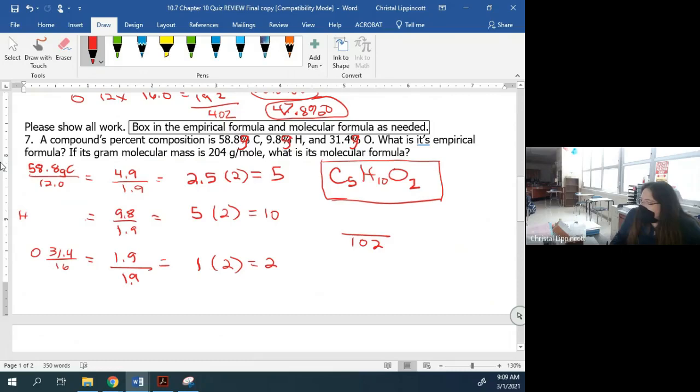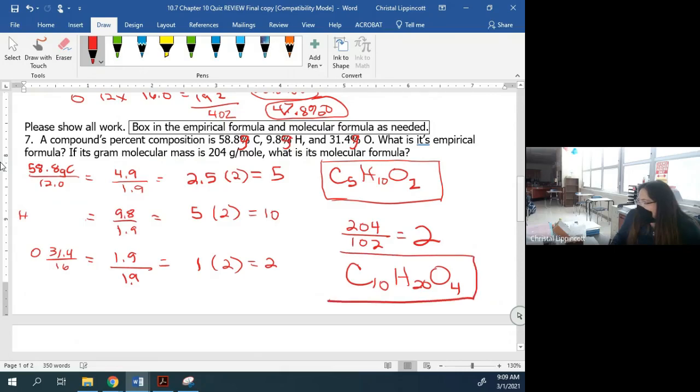I'm going to take the 204, which is my molecular mass. I'm going to divide it by my empirical mass, which we just calculated to be 100.2, and I get a 2 for that answer. So now I'm going to multiply each one of these subscripts by 2. So C10, H20, O4. This is my molecular.